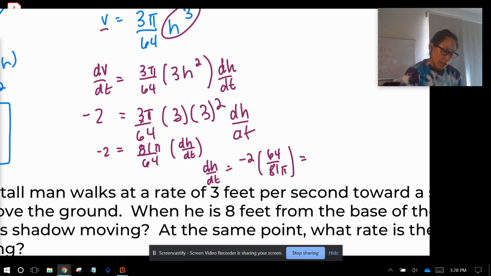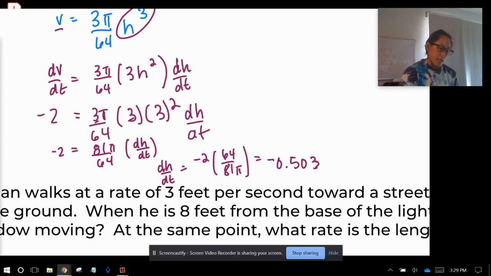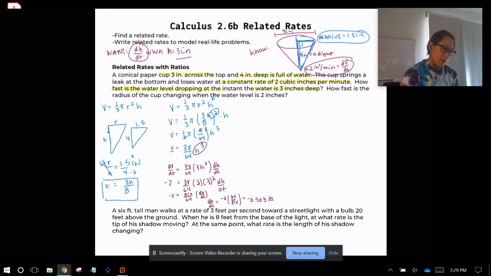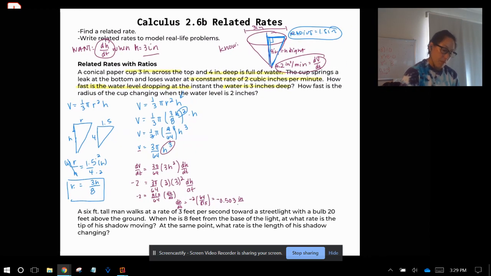It is negative 0.5030. So when I truncate and round, I just get negative 0.503. And then we need some units. Since we're talking about the change in height with respect to time, it's going to be inches per minute. All right, and that is part one.